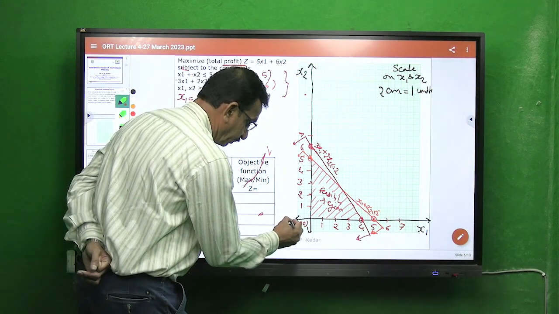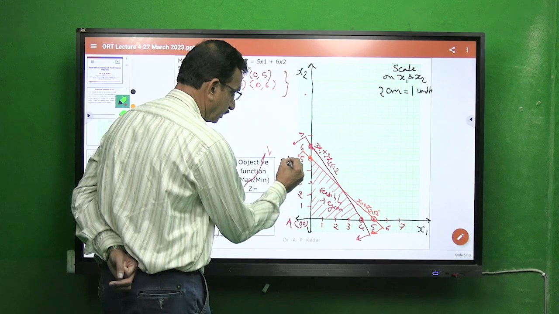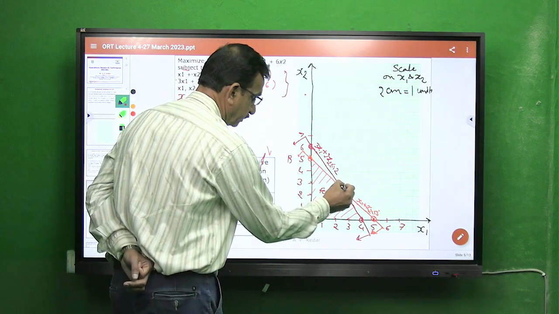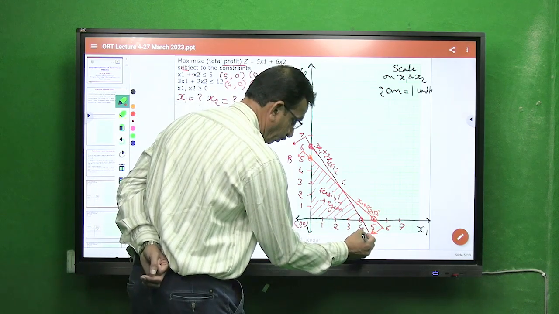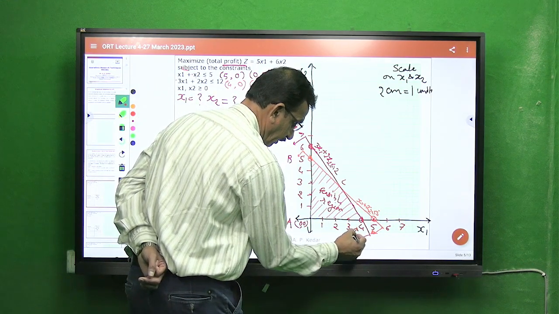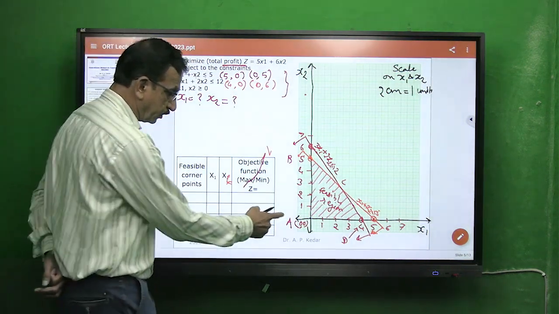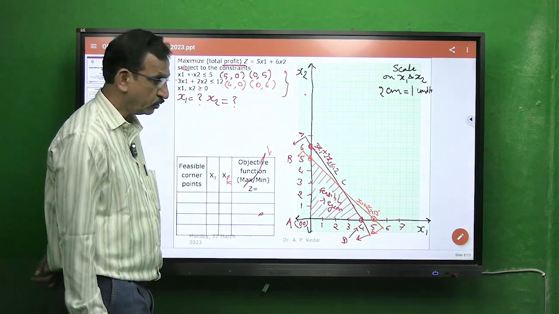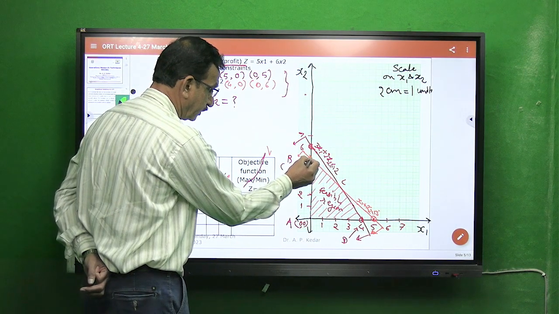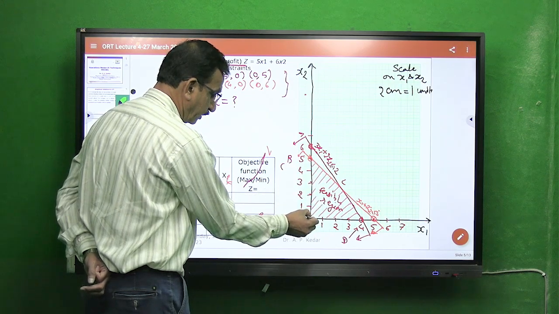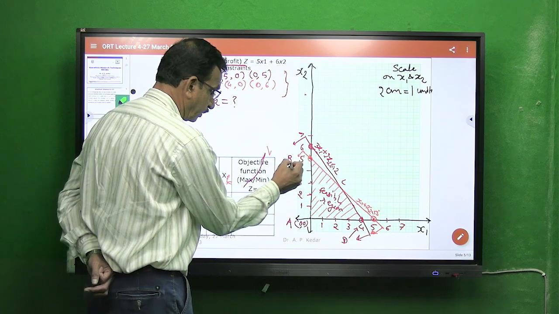Now I will try to represent this with points. This feasible region's corner points are A, B, C, and this fourth point I will call D. So I know the coordinate of point A: 0, 0. Coordinates for point B: this is point B. The x1 coordinate is 0, the x2 coordinate is 5.